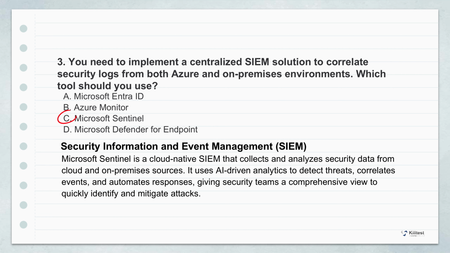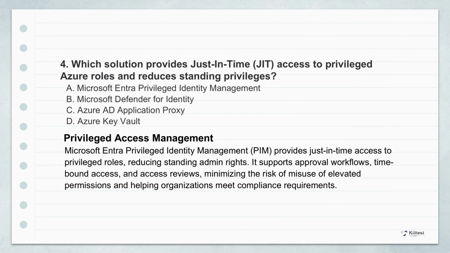Okay, staying on security but shifting slightly. Admin access. Always a high-risk area, right? Absolutely critical. So how do you handle providing just-in-time access, JIT, to privileged Azure roles? You want to get rid of those standing privileges, the ones that are always on, because they're such a target. Right. Minimize standing access. For that, the tool is Microsoft Entra Privileged Identity Management, PIM.